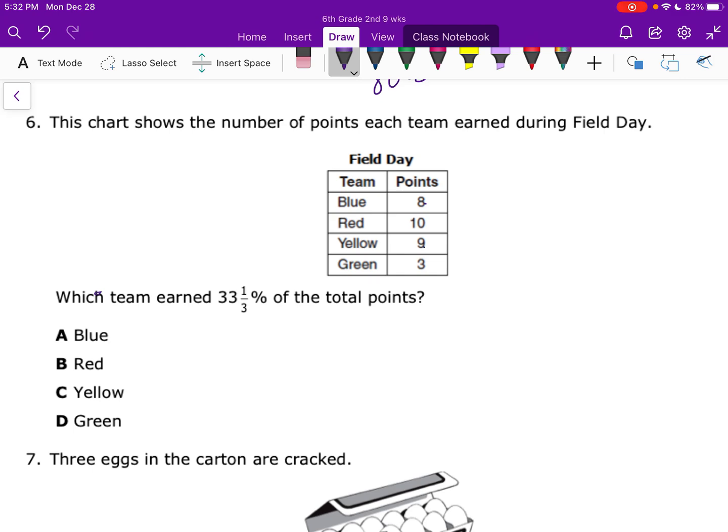8 and 9 is 17, 18, 19, 20. So, carry my 2, 2 and 1 is 3. So 30 is the total number of points. All right, so let's just keep our work organized. I'm going to do blue over here. So blue is 8 out of 30.